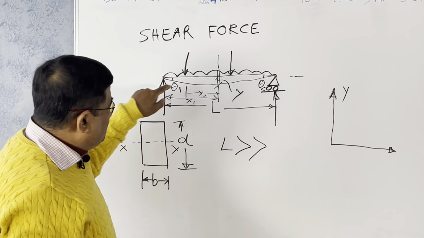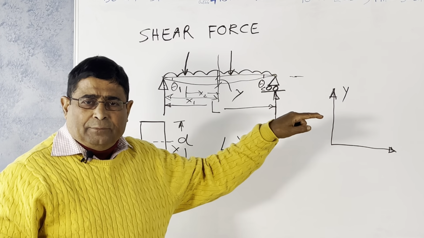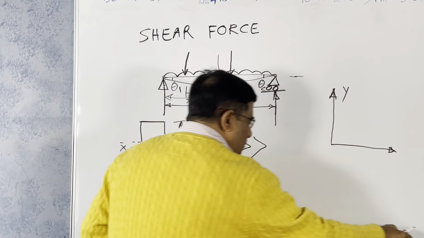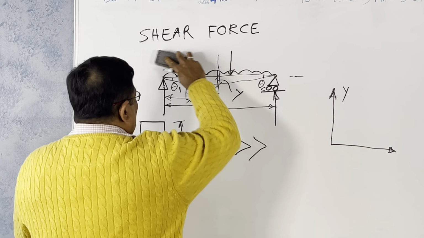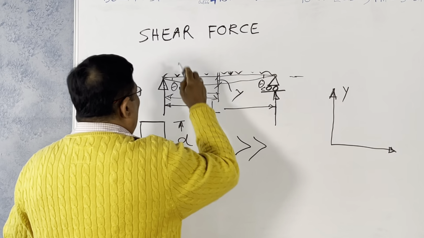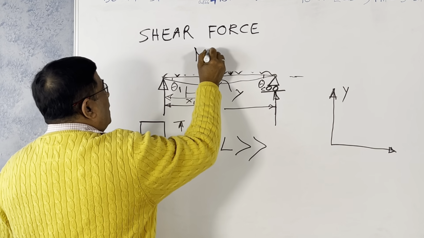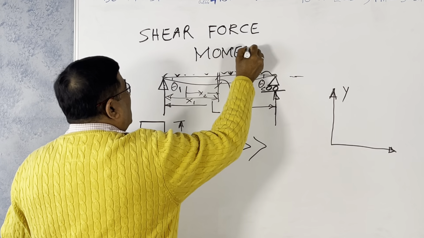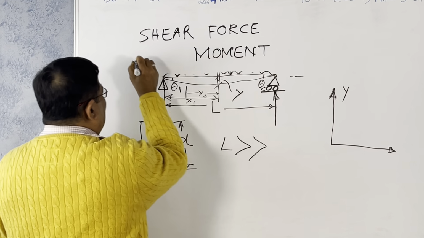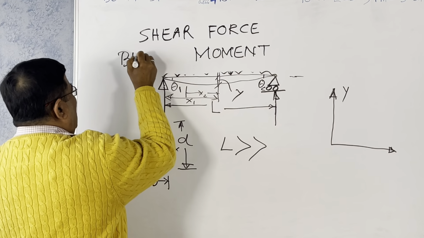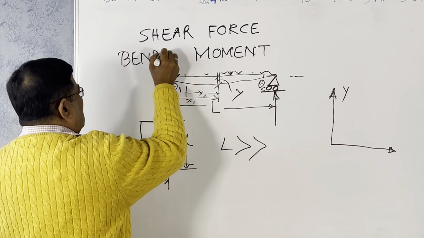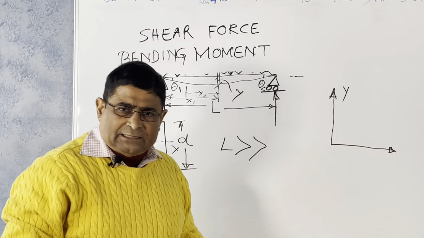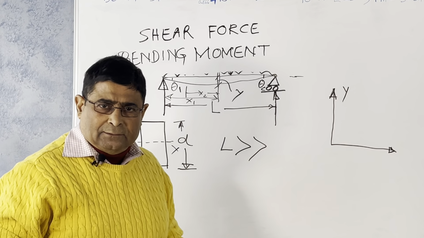So force multiplied by distance is moment. You know that. And that moment which causes bending is the bending moment. It bends. That is called bending moment.